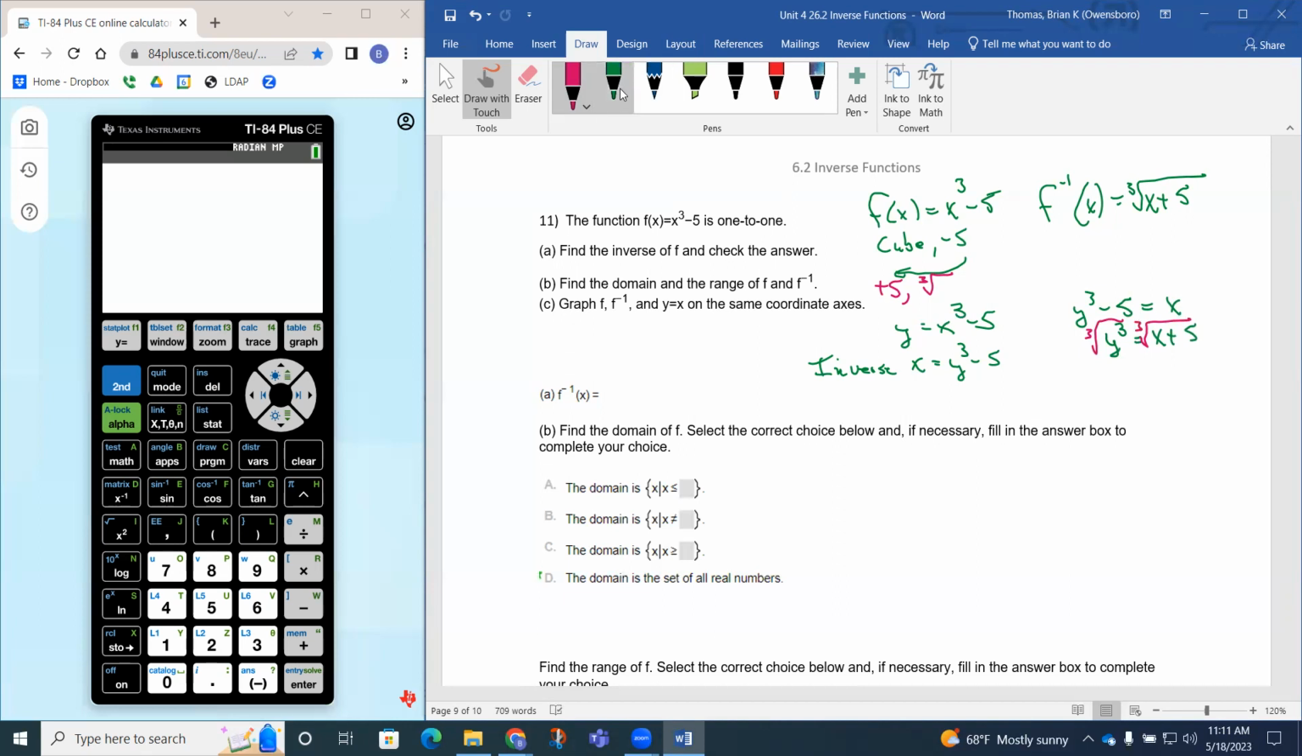And remember, cube and cube root are inverse operations, so they cancel out. They get your y by itself. And then over here we have the cube root of x plus 5. So that kind of verifies our thinking.